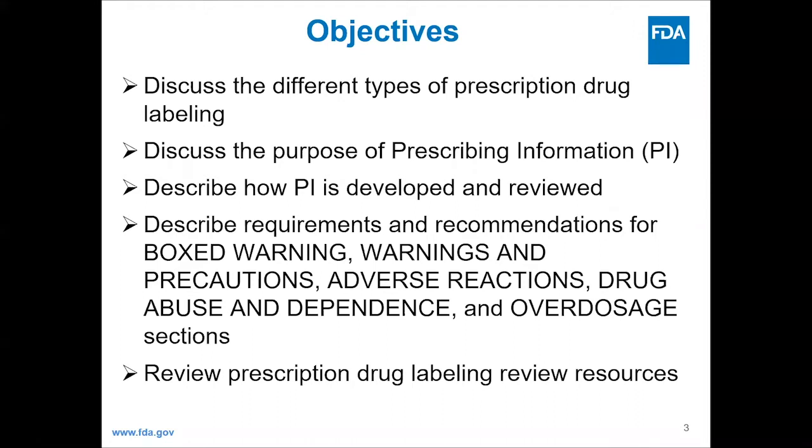We'll talk about how the prescribing information is developed and reviewed. And this group particularly wanted me to talk about specific requirements and recommendations about specific sections of the prescribing information, including the box warning, also known as the black box warning, the warnings and precautions section, adverse reactions, drug abuse and dependence, and the overdosage section of labeling. And finally, we'll talk about prescription drug labeling resources.